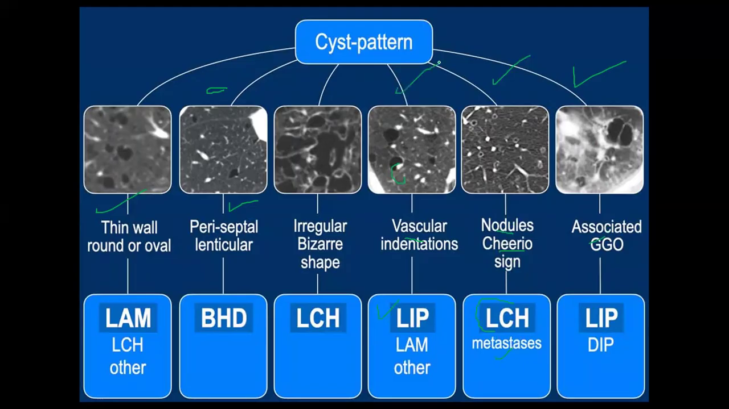Cyst with vascular indentation, again LIP. Bizarre shaped cyst, LCH. Lenticular shaped cyst, Birt-Hogg-Dubé syndrome, BHD. And if there are thin wall cysts and no ground glass opacity or nodule seen, then it is LAM.